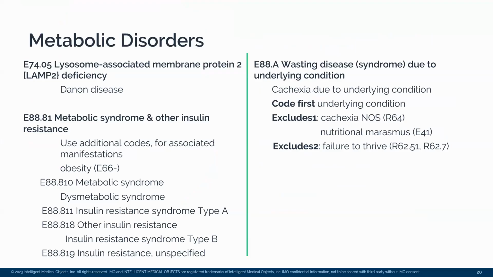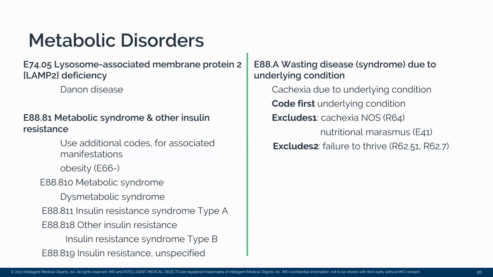In the metabolic chapter, we have several new codes. LAMP2 deficiency is also known as Danon disease, and this is one of the most aggressive cardiomyopathies. It's a multisystemic disorder. It involves the heart, skeletal muscle, central nervous system, and retina. It was originally classified as a glycogen storage disease, but it actually is a transport disorder.